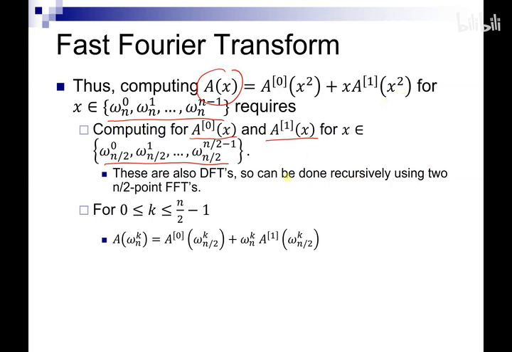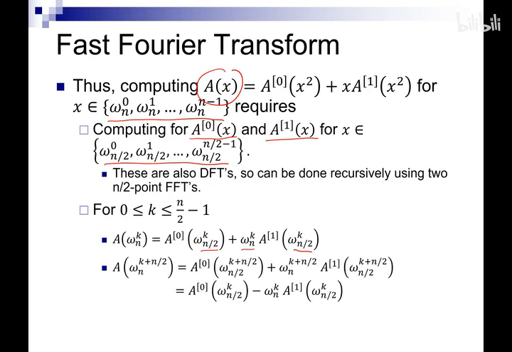So then we simply need to, once we've computed a0 and a1 at these n over 2 roots of unity, multiply the a1 value by this nth root of unity and then add it to the a0 result. And we do this for k from 0 to n over 2 minus 1. Now, what about the other half of the cases, from n over 2 to n minus 1? Those we can express in this way. We can still take k from 0 to n over 2 minus 1, except now you add n over 2 to this. And so we're going to plug this n over 2 in everywhere.